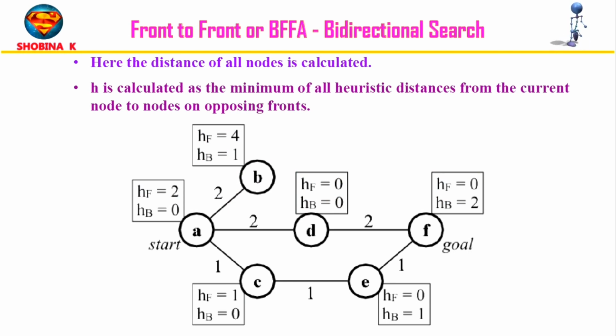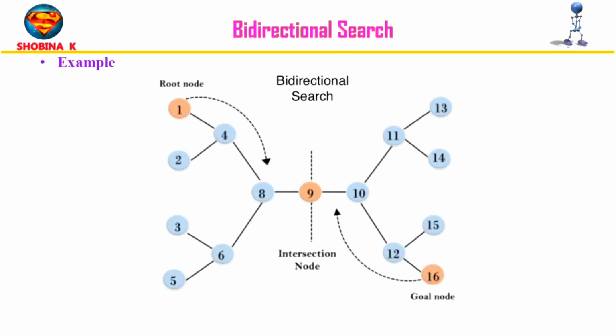Let's see an example for bidirectional search, and this figure gives a clear-cut idea of how BSS is executed. We have node 1 as the start state and node 16 as the goal node. This algorithm divides the search tree into two subtrees. So from the start node 1, we do the forward search, and at the same time, we do the backward search from the goal node 16. The forward search traverses nodes 1, 4, 8 and 9, whereas the backward search traverses through the nodes 16, 12, 10 and 9. We can see both forward and backward search meet at node 9, called the intersection node.